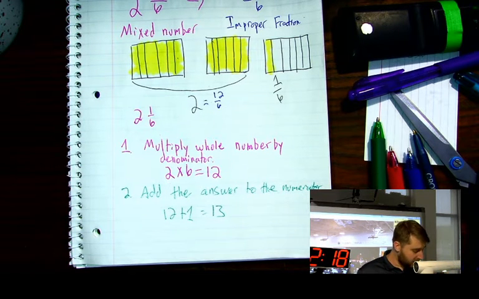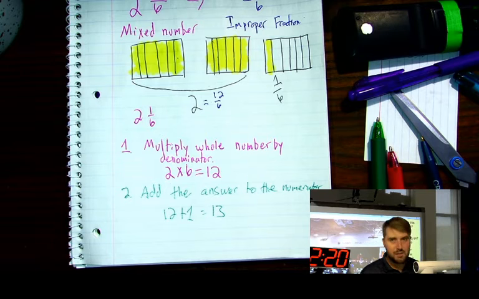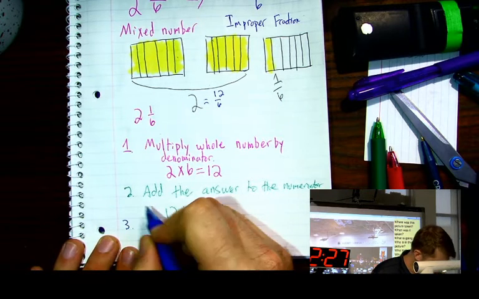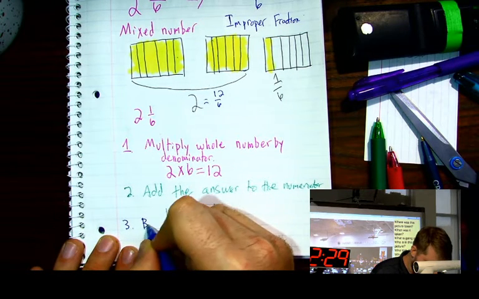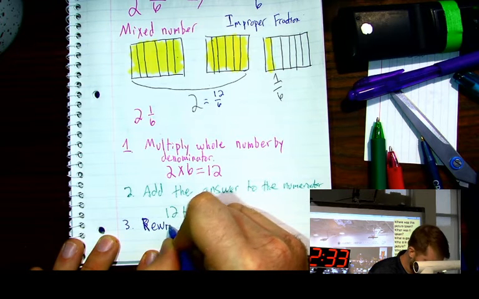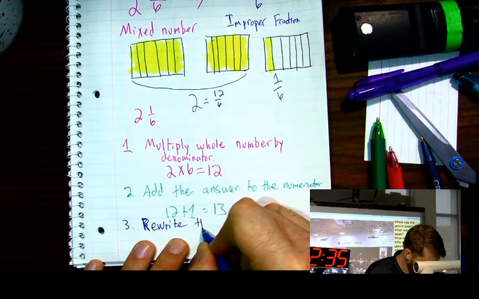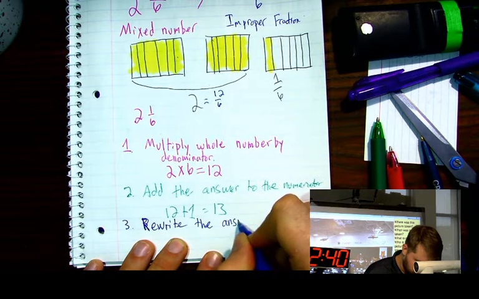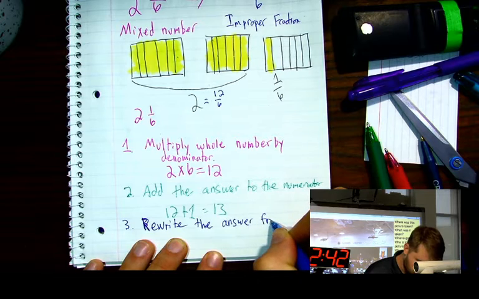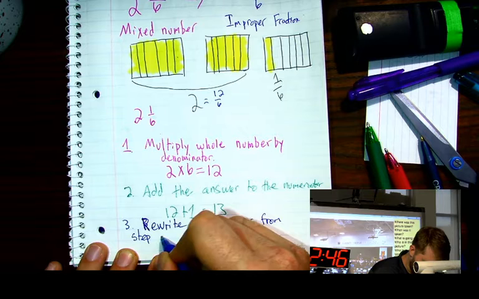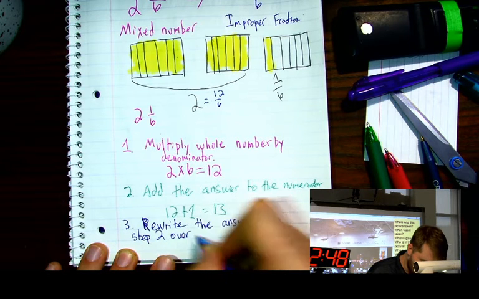Okay, then our third and final step, super difficult. I'm not sure you can handle it. Oh wait, I know you can. Our third step is to rewrite the answer from step 2 over the denominator. So we're going to rewrite the answer from step 2 over the denominator.